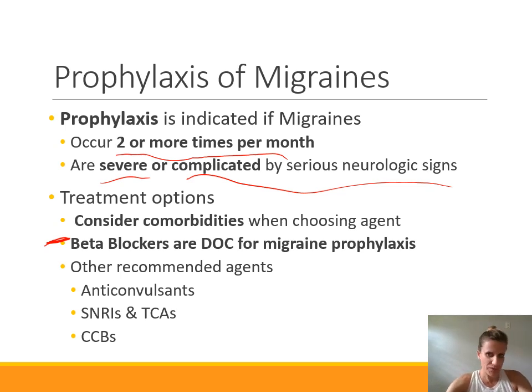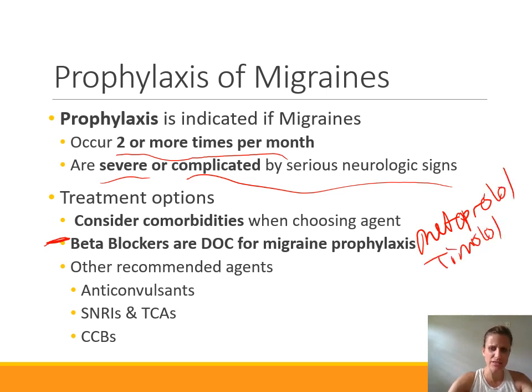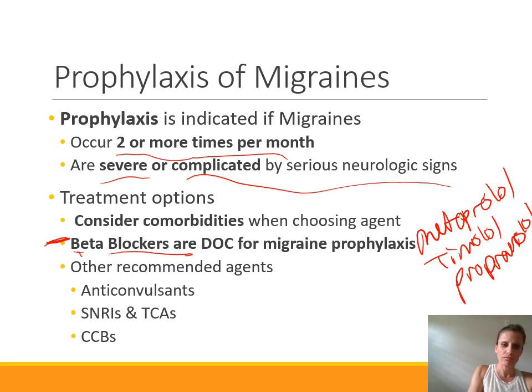So drug of choice would typically be beta blockers like metoprolol. We use timolol as well as propranolol. There are numerous other recommended agents, though, that are perfectly acceptable to use first line, again, just depending on your specific patient and what their needs are.